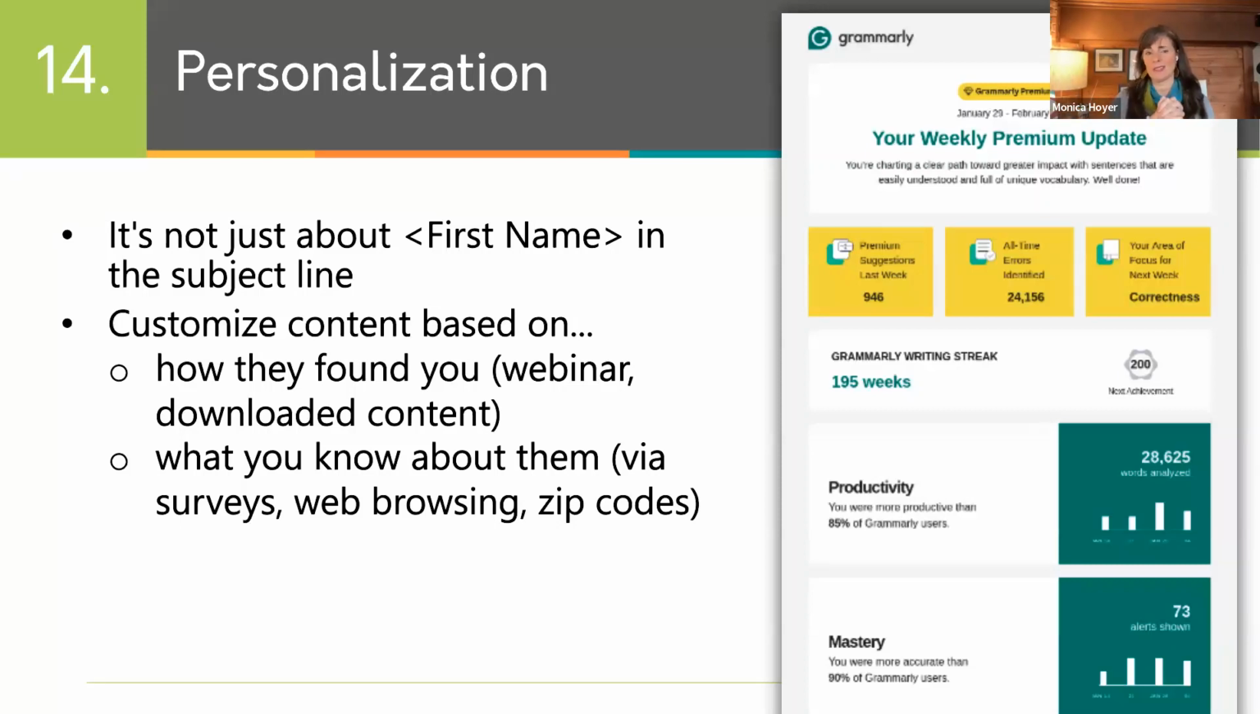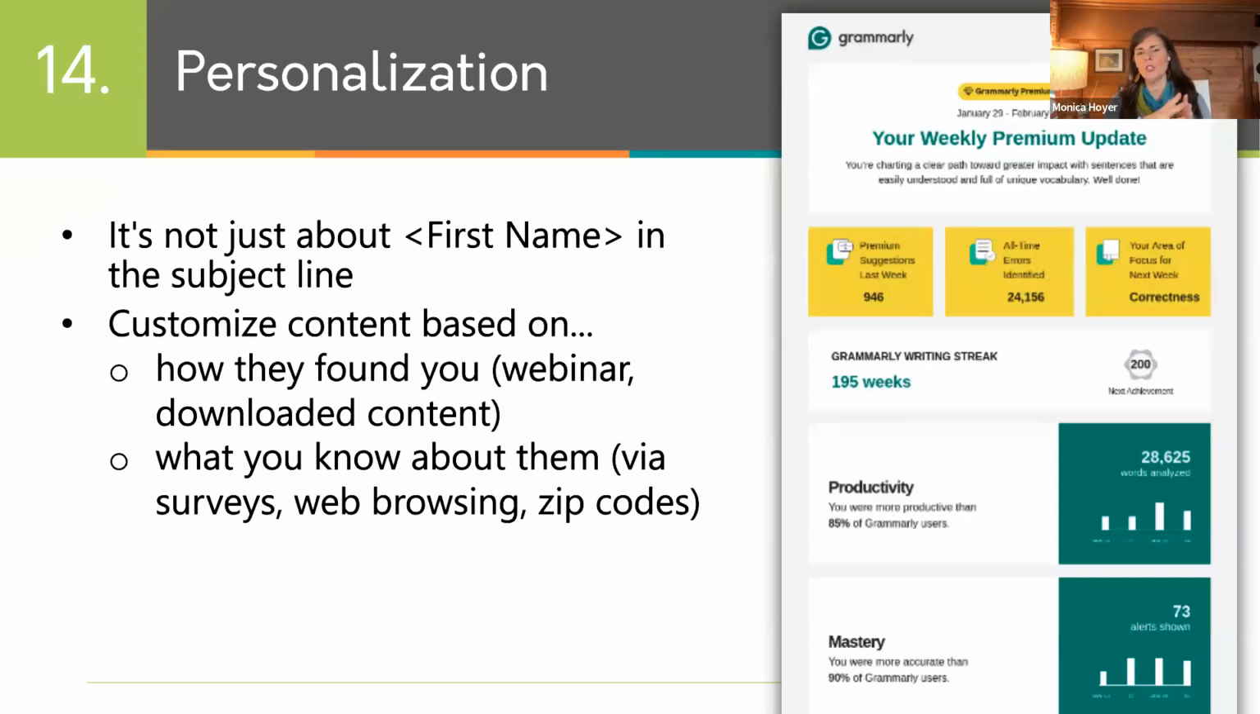You can also customize based on zip codes. That's one of my favorite examples. You don't want to, in the winter, send a promo for sweaters to someone who lives in Hawaii, let's say, or you don't want to send in the middle of the winter a promo for Hawaiian shirts to someone who maybe lives in Maine, because they're not going to be quite ready for those yet.